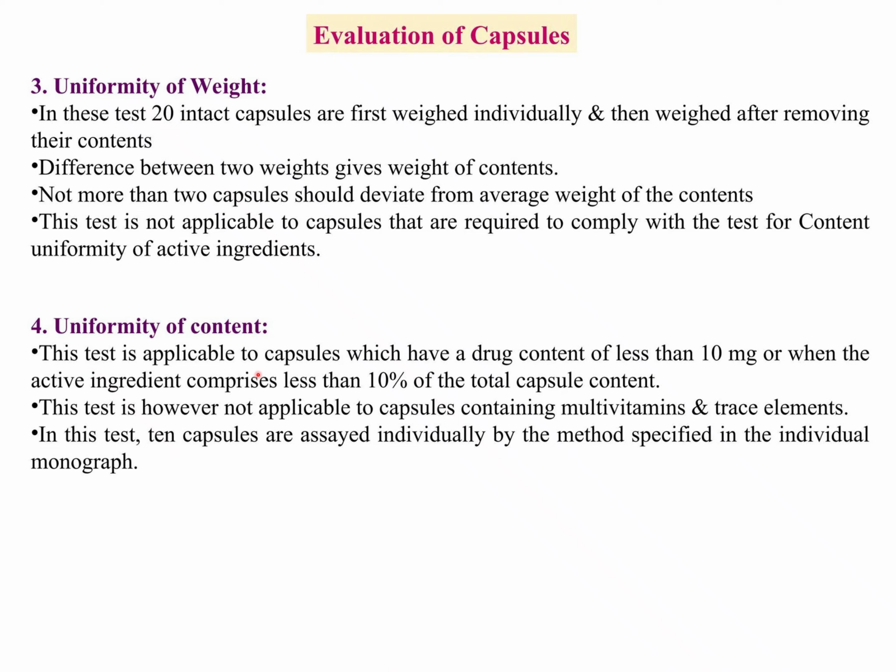And the next one is content uniformity. This test is applicable to capsules which have a drug content of less than 10 milligram, or when the active ingredient comprises less than 10% of the total capsule content. This test is however not applicable to capsules containing multivitamins and trace elements. In this test, 10 capsules are assayed individually by the method specified in the individual monograph. Okay, so for uniformity of weight, we used 20 capsules, and for content uniformity, we used 10 capsules.